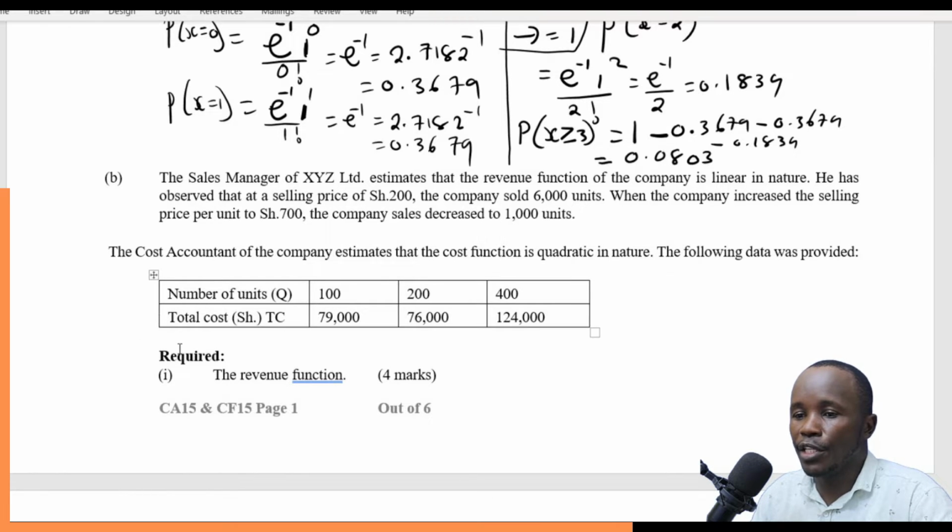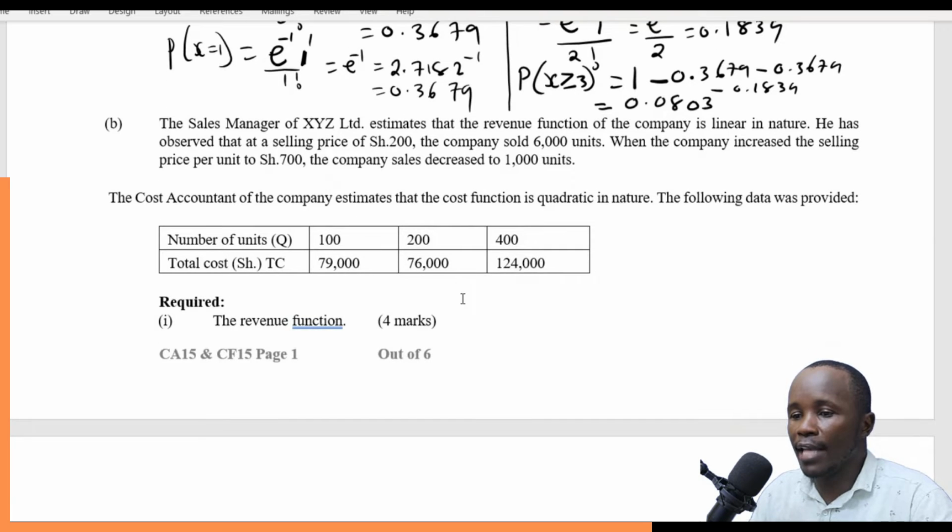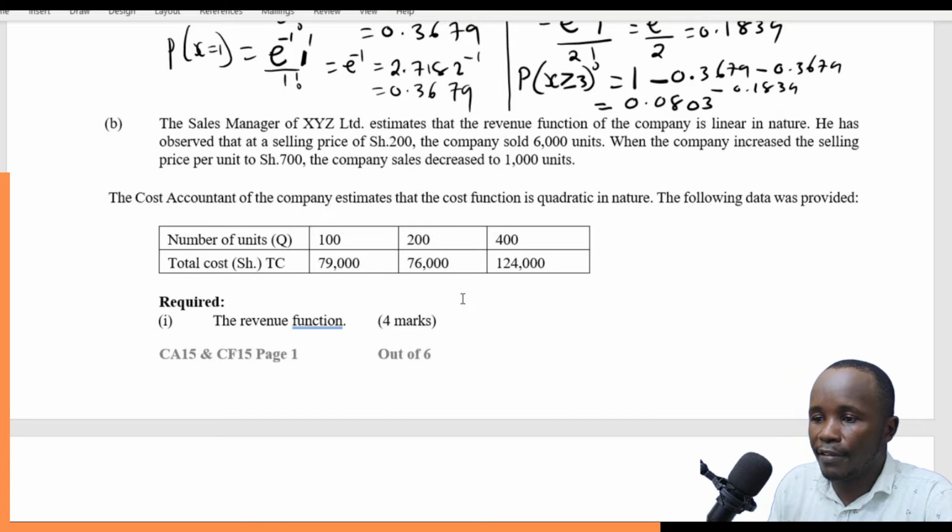That is the number of units and the total cost, where 100 units give a total cost of 79,000, 200 units give a total cost of 76,000, 400 units give a total cost of 124,000. Now, you are asked to come up with a revenue function. How do you find the revenue? That's the first thing. How do we find revenue?